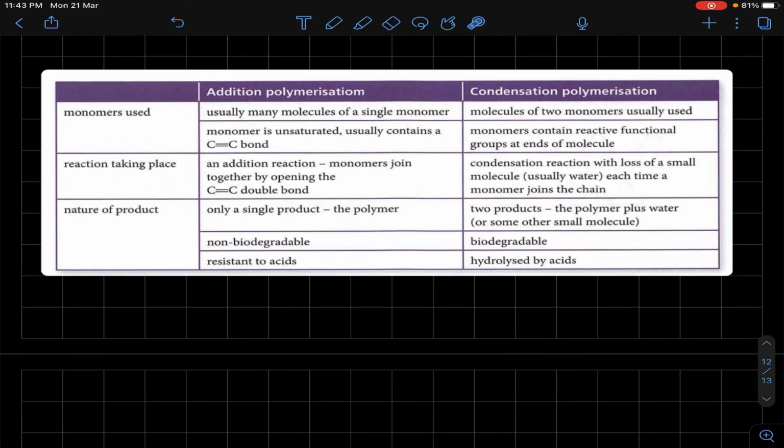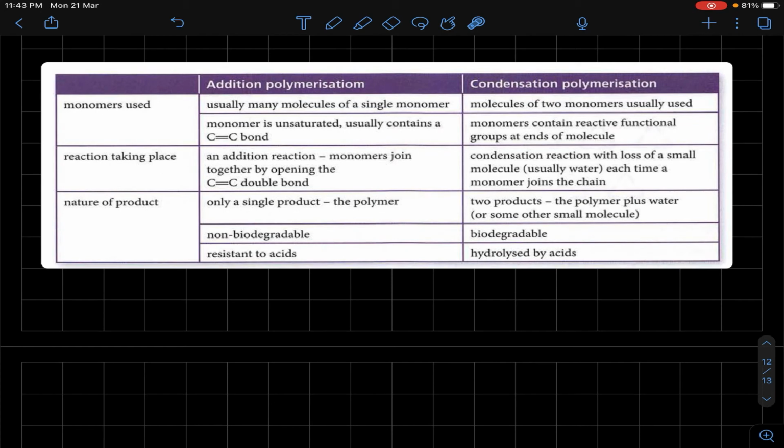And next, this is very important. We're going to compare addition polymers and condensation polymers. Although we still have to discuss the natural condensation polymers, let's just discuss this comparison between the addition polymers and the condensation polymers. So the monomer used in addition polymers, we have already discussed, is usually many molecules of a single monomer, for example, polyethene from ethene, polypropene made up of propene molecules. So the monomer is unsaturated, usually containing a carbon-carbon double bond. But in condensation polymerization, the molecules of 2 monomers are usually used, and that's why we call them copolymers, right? And the monomers contain reactive functional groups at the ends of the molecule. For example, a dioic acid reacting with a diamine. So I hope you get this point.